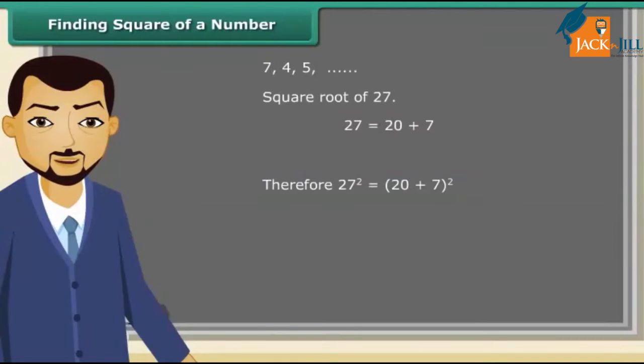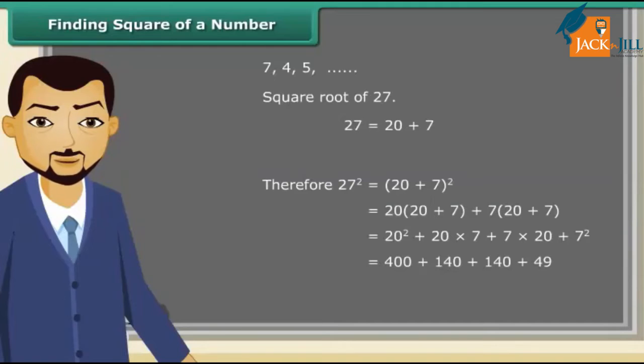Therefore, the square of 27 is equal to (20 + 7) whole square, which is equal to 20 into 20 plus 7 plus 7 into 20 plus 7, which is equal to 20 square plus 20 into 7 plus 7 into 20 plus 7 square, which is equal to 400 plus 140 plus 140 plus 49, which is equal to 729.